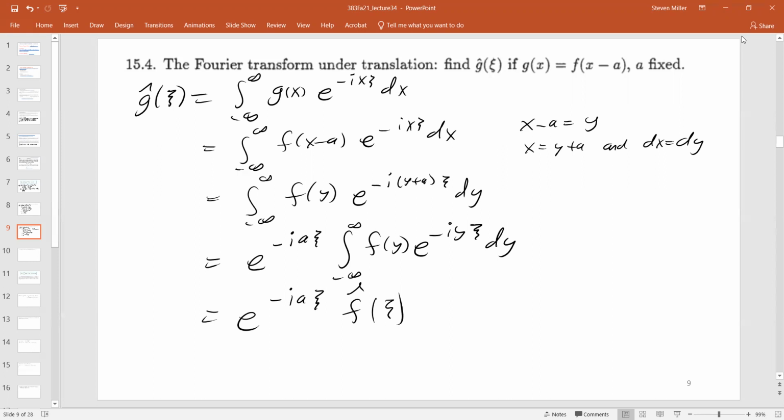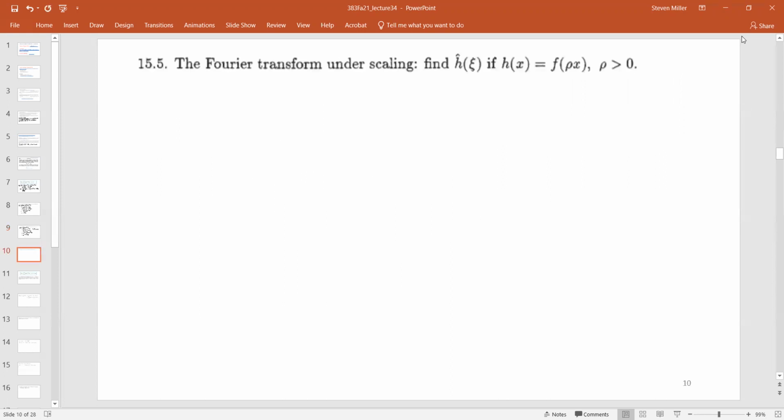And so, again, very nice transformations between a function g, which is just f translated by a, and the Fourier transform. Okay, then the next thing you could do is, what's the Fourier transform under scaling? So essentially, this is changing how fast your time is moving. So if I want to calculate h hat of c, again, all these calculations are essentially the same.